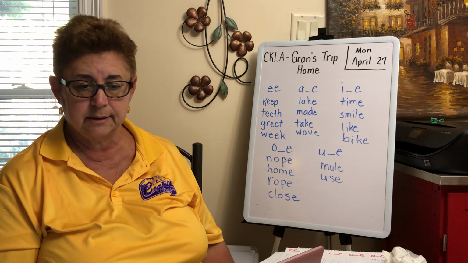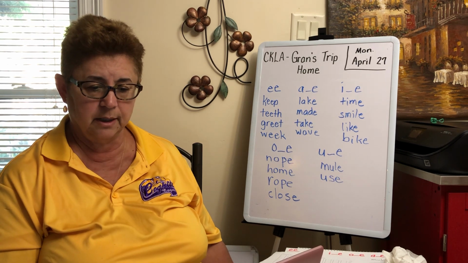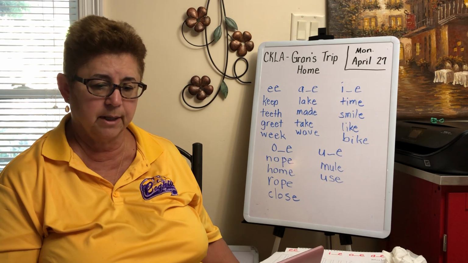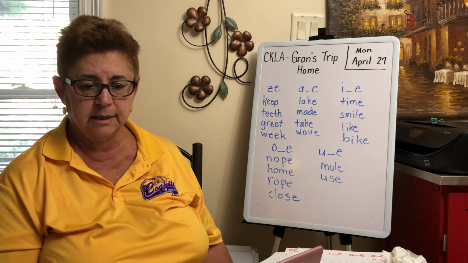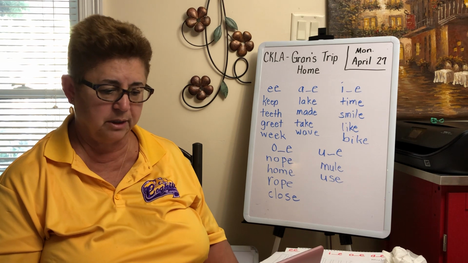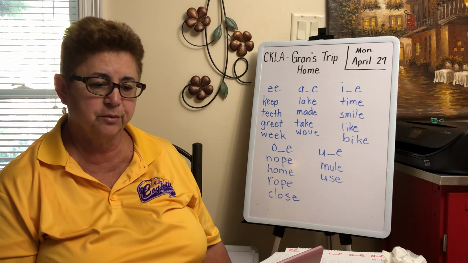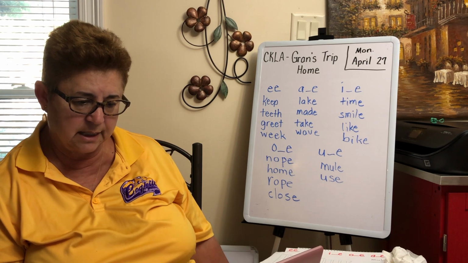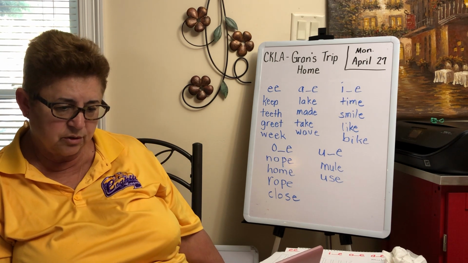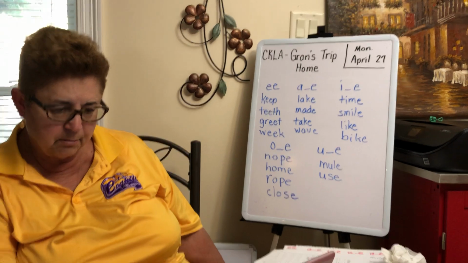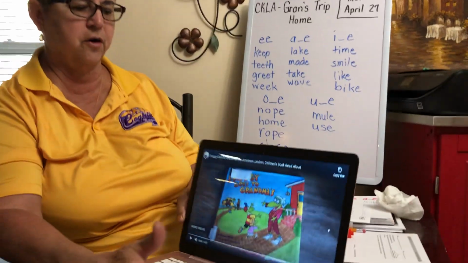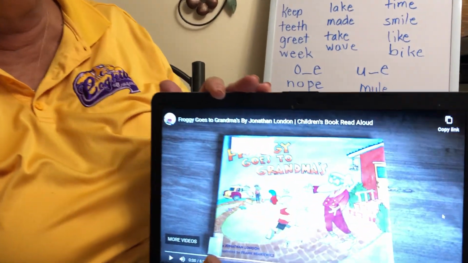So now, as we always do, we have a story, and I love Froggy. And since we're talking about grandma, can you guess what our story is gonna be? Froggy Goes to Grandma. And remember, it is by Jonathan London, and it is illustrated by Frank Mekiewicz. So here is Froggy Goes to Grandma.